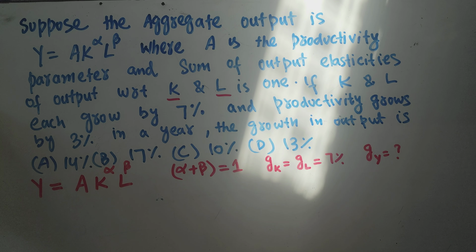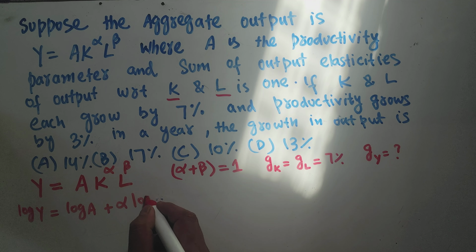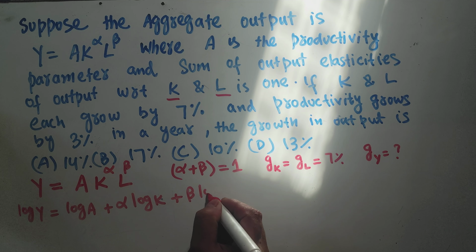Now given this production function, let's take log on both sides. That is, log of Y is equal to log of A plus alpha times log of K plus beta times log of L. From the logarithm rule, you know it pretty well how to get it. If you don't get it here, I can make a separate video on this.